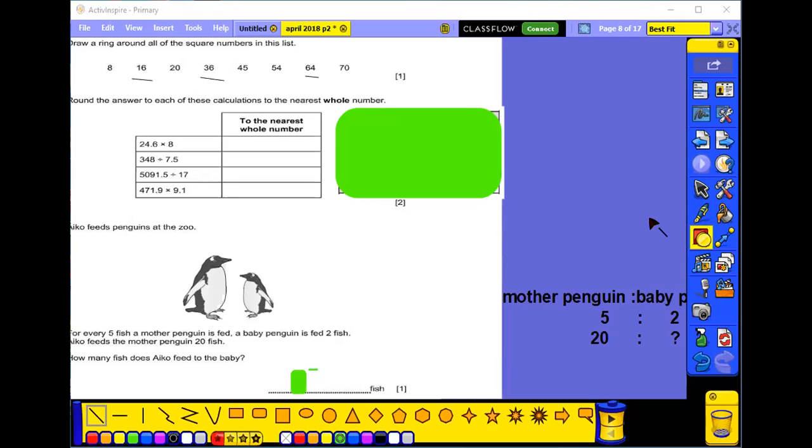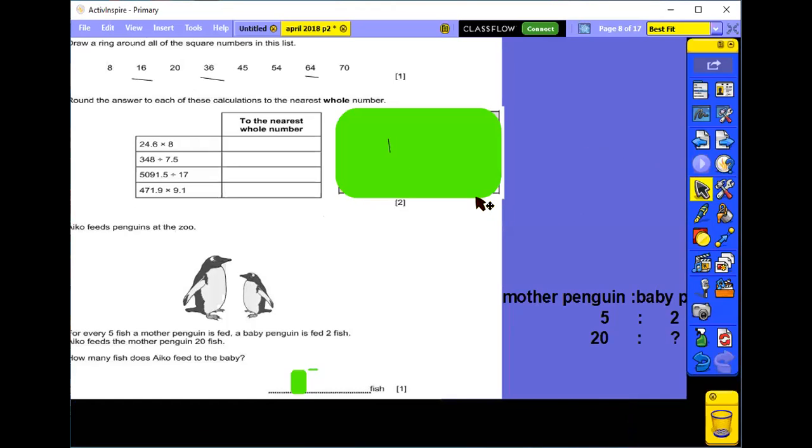Now, let's go to the next question, guys. Here he is telling you to round the answers to each of these calculations to the nearest whole number. So simply you remember that this is paper 2, so you can use the calculator. After you get the answer, you round the number to the nearest whole number. So what will be the first number? Let me see your answers. You are answering the first one is 197.